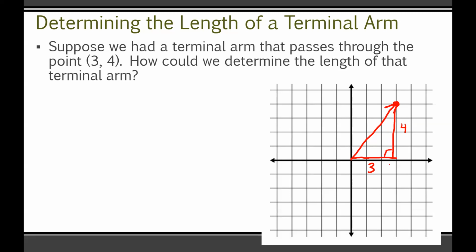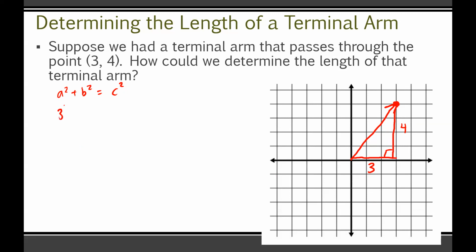Because this is a right triangle, we can just use Pythagoras. Remember, Pythagoras says a squared plus b squared equals your hypotenuse, which we call c squared. The hypotenuse in this case is going to be your terminal arm. The other two sides, it doesn't matter which one's a and which one's b, just as long as you throw them in. Let's give this a try.